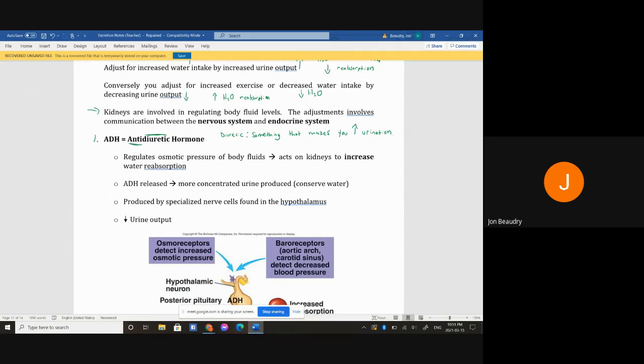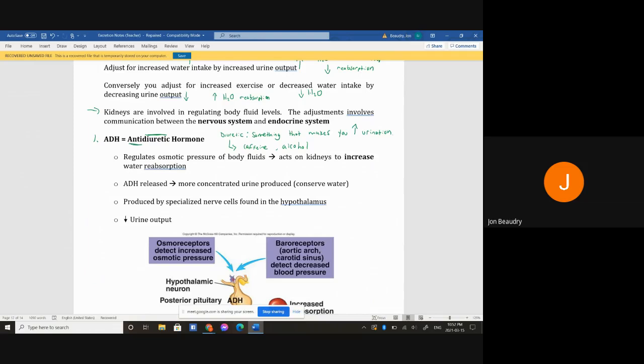So, a couple well known diuretics are going to be caffeine, and a huge one is alcohol. So if you drink a lot of coffee or if you drink a lot of alcohol, you are going to be urinating very, very frequently because your urine production is going to go through the roof, especially with alcohol. It's going to absolutely skyrocket.